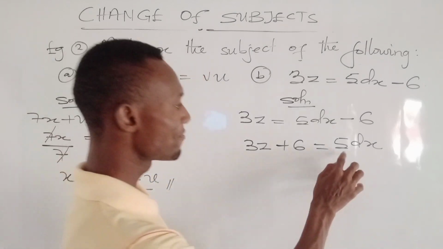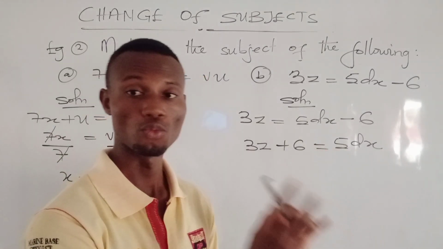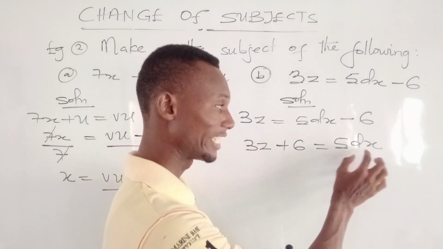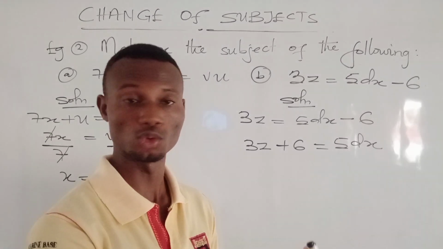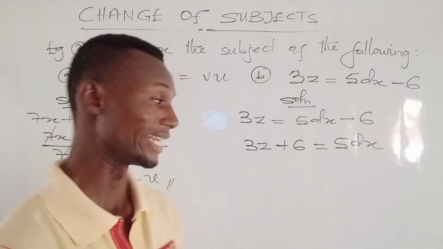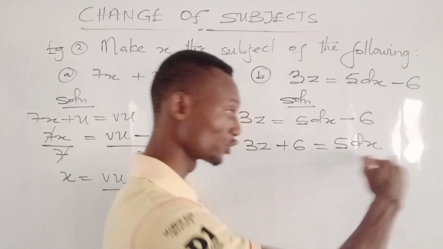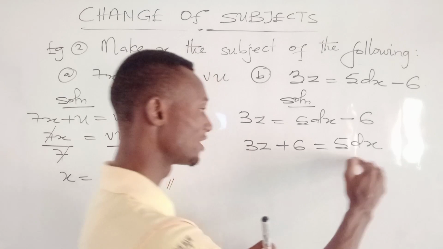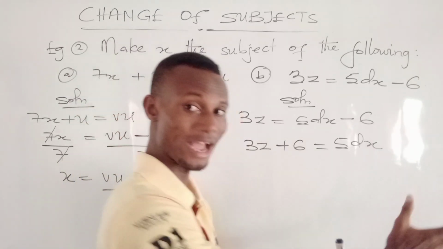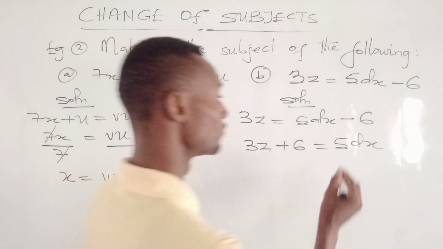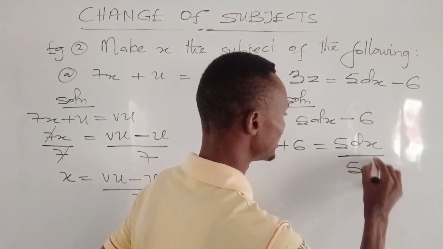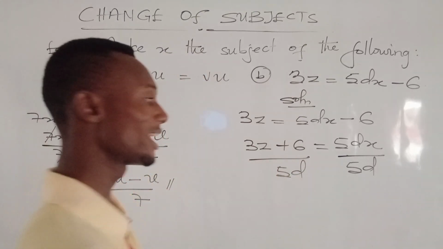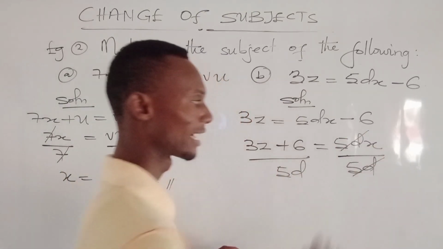So now we have 5DS, and we have to make S stand alone. You can see that the 5D is multiplying the S. So for us to get S to stand alone in this equation, we are going to divide through the equation by the coefficient of the S, which is the 5D. We divide both sides of the equation by 5D so that we can get S to stand alone. So I'll divide here by 5D and here also by 5D, so that this 5D and this 5D can cancel away.